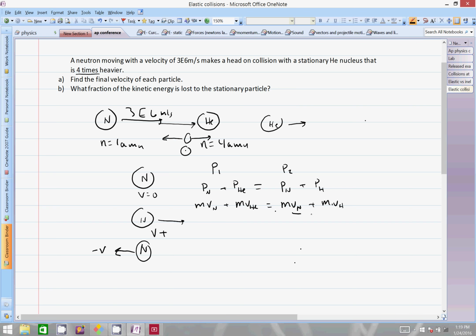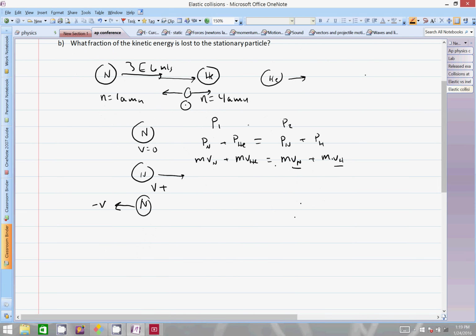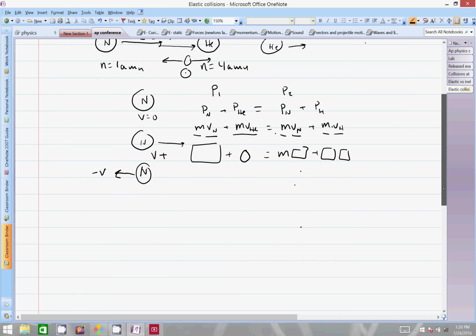So we know we have 2 missing pieces. Everything else we know. The momentum initially of this one is 0, because it's not moving. We know the mass of the particles, and we know this initial velocity, so this is a known factor. But the problem is that we have the mass of these particles, but we don't know the final velocities, and they very well could be different. To solve this problem is just an algebra problem.